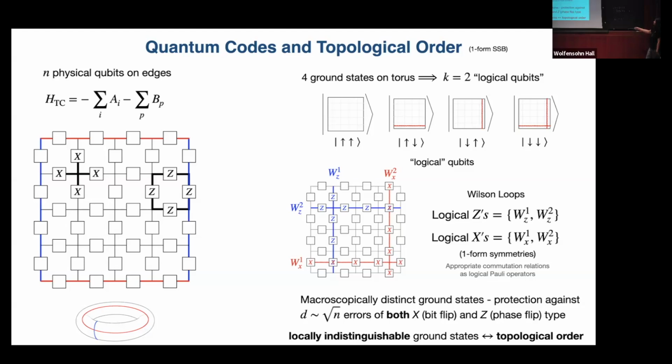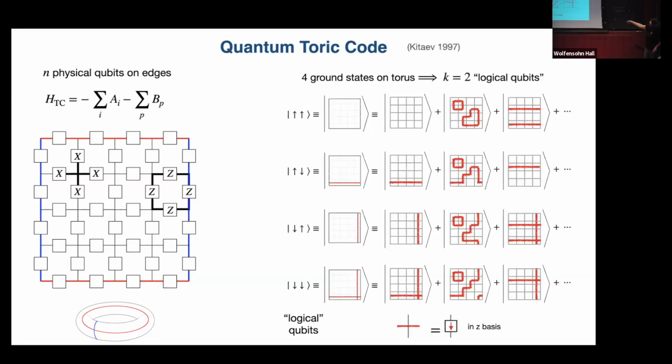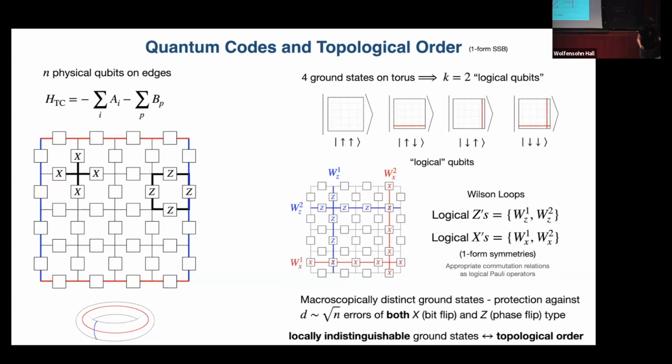So these Wilson loops can be thought of as one-form symmetries, okay? And the fact that you have these 4 degenerate ground states labeled by the eigenvalues of these different Wilson loops, which are my logical Z's, can be thought of as one-form spontaneous symmetry breaking. Okay, and these are completely deformable because, of course, you can multiply these Wilson loops with these plaquette operators, but all you're caring about is it winding in some non-trivial way around the torus or not, okay?